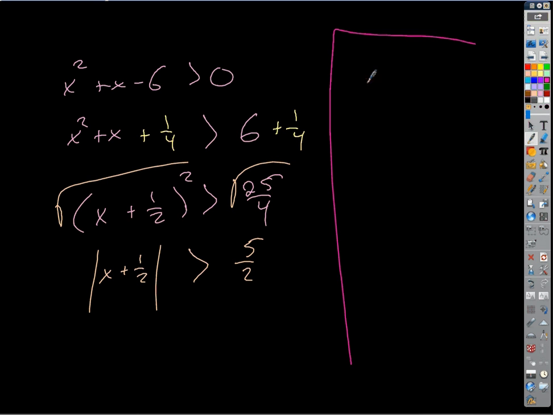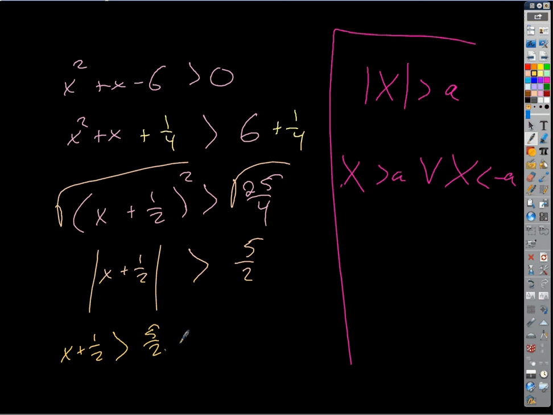What's the pattern there? If I have the absolute value of, call it capital X, is greater than A, then either what's inside is greater than A, or what's inside is less than negative A. It's extreme, isn't it? It's either big negative or big positive, right? So then what that tells us over here is that x plus 1/2 is either greater than 5/2 or x plus 1/2 is less than negative 5/2. Those are easy to solve.